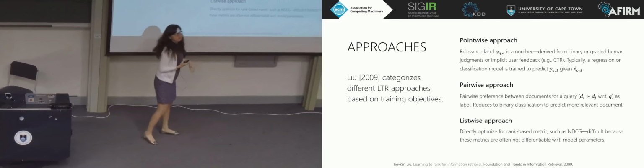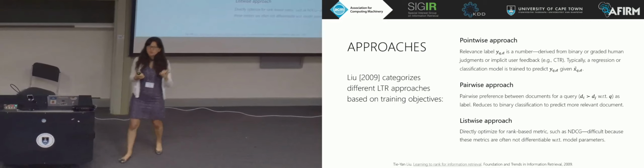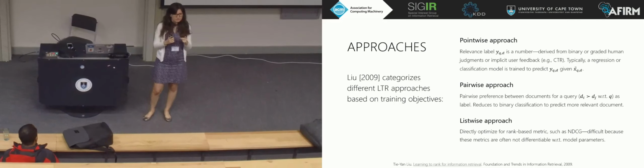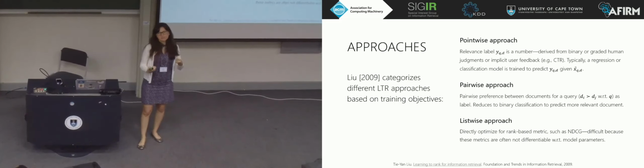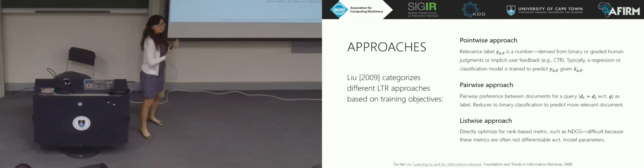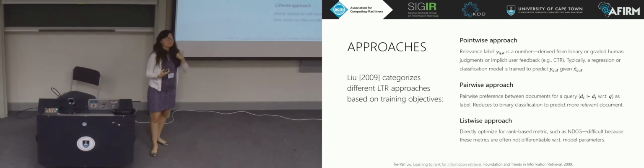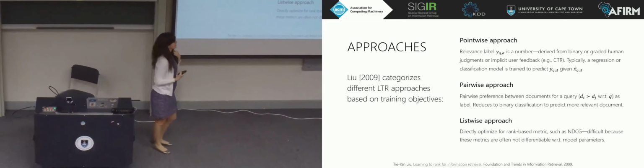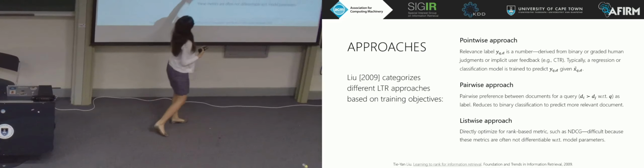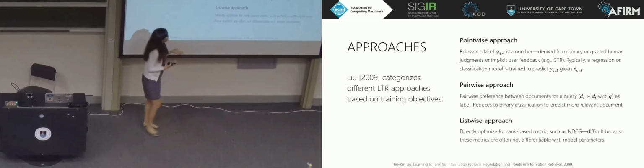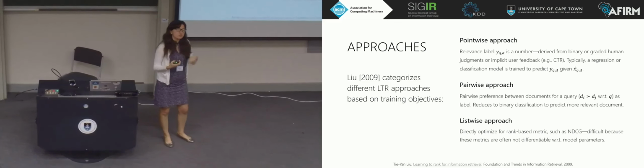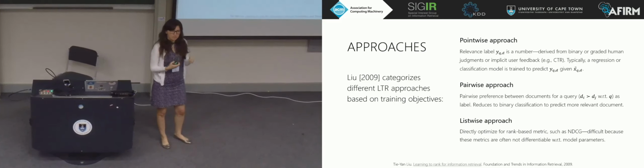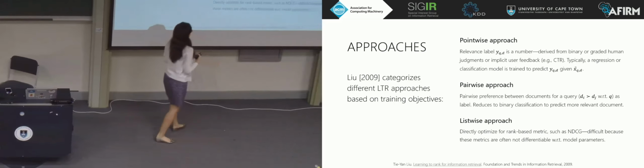Then we have the pairwise approach, where instead of an individual point or individual document, you consider a pair of documents, and you try to predict, is this document more relevant to my query than this one? So in these models, your input is actually, instead of just one document, a pair of documents, and you try to predict which one is better. And if you think about it, this can kind of reduce to binary classification, where the classification task is to predict, is document I better than document J, which is label 1, or the other one is better, label 0. So you can think of it as a classification task.